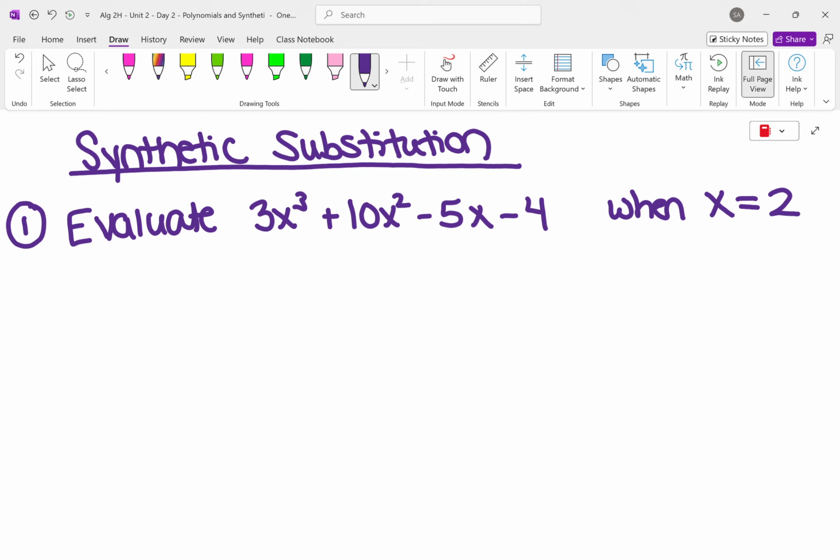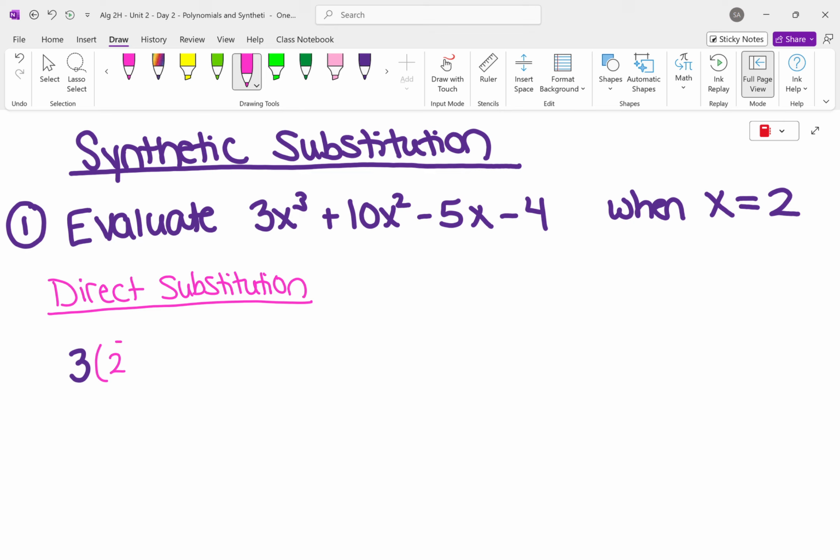Okay, so this first problem is asking us to evaluate 3x to the third plus 10x squared minus 5x minus 4 when x is equal to 2. So the way we're most familiar with is called direct substitution. And with direct substitution, what we do is we say, okay, x equals 2. So I'm going to go back to my expression, and wherever I see an x, what am I going to substitute in? A 2. So let's do this using direct substitution.